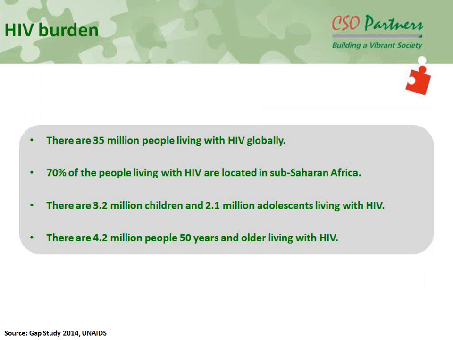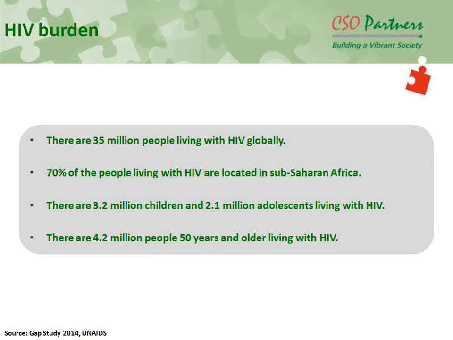Now, if you look globally, there are 35 million people living with HIV. Out of that, as I said, 2.1 million people are living in India. So it's quite a number. 70% of the people living with HIV are located in sub-Saharan Africa. The highest number of people are in South Africa. There are 3.2 million children and 2.1 million adolescents living with HIV. There are 4.2 million people 50 years and older living with HIV. So in all age groups, people have infection and are living with HIV.